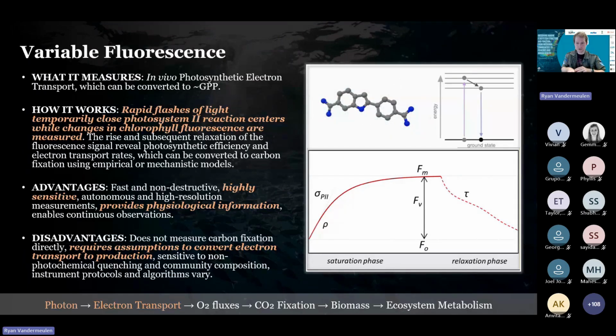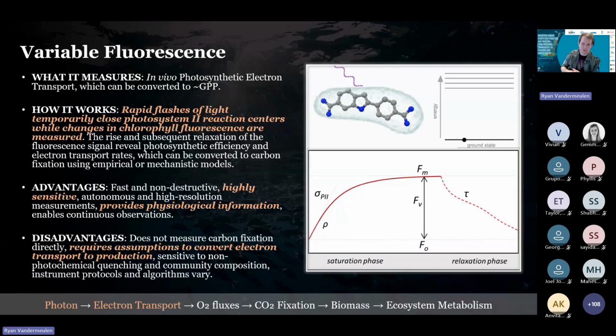Because electron transport supplies the energy and reducing power required for downstream carbon fixation, these measurements can be combined with physiological models to estimate gross primary productivity. So this is our first type of primary productivity. Gross primary productivity represents the total amount of carbon fixed by photosynthesis before accounting for any energetic losses further down the pathway.